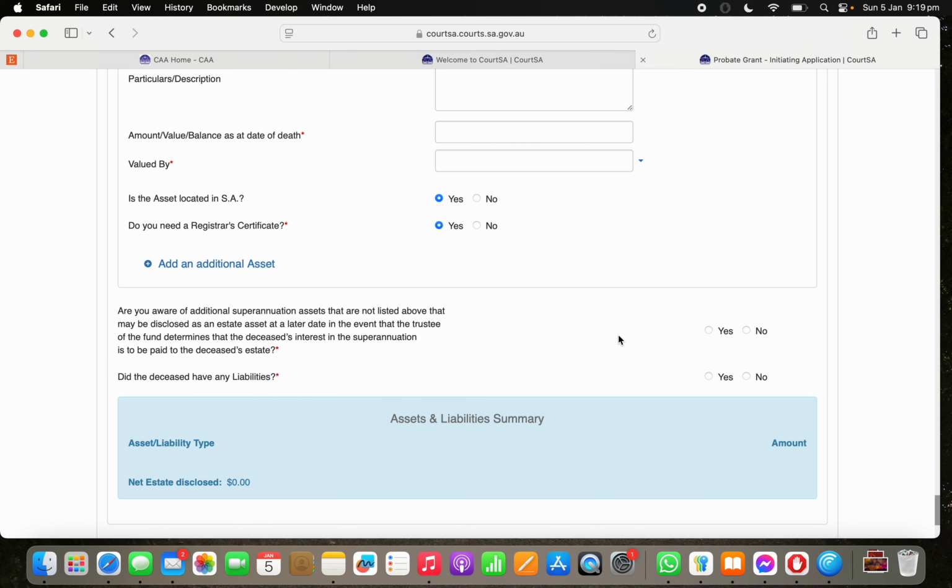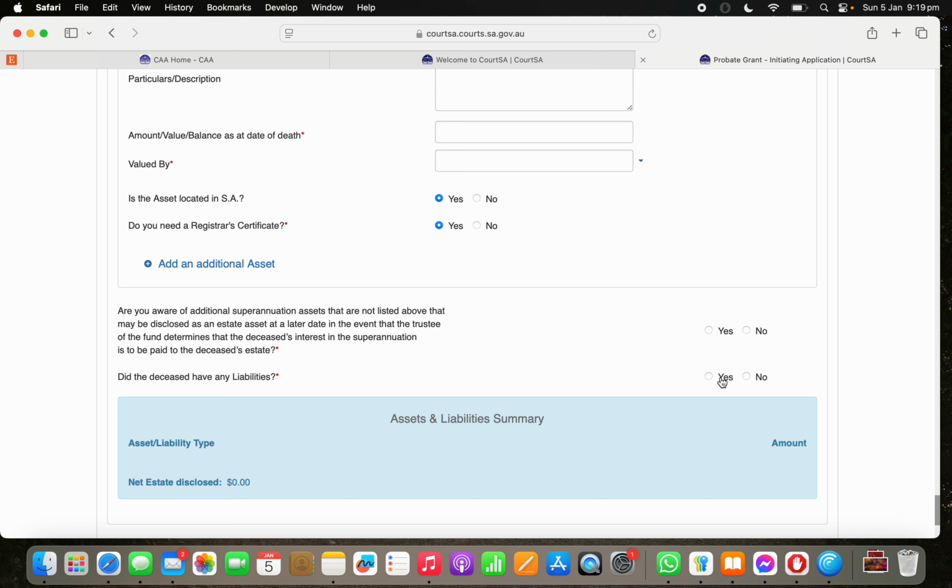Right, now if you think there is superannuation money and you haven't yet had a response back from the superannuation fund, or they won't release the information until they see the grant, please tick yes to this question, because that flows into when you have to come back and disclose it to the court at a later date. Essentially, it means that you won't have to pay the filing fee for the additional asset if you've ticked yes for superannuation. Not for any other type of asset, it's purely for superannuation.